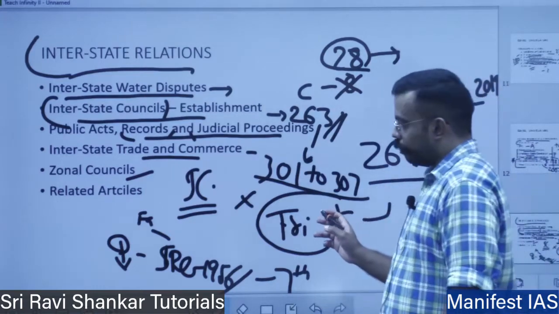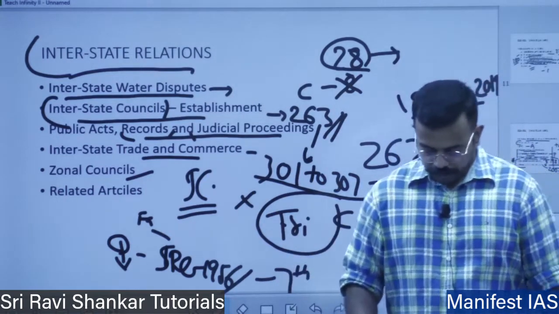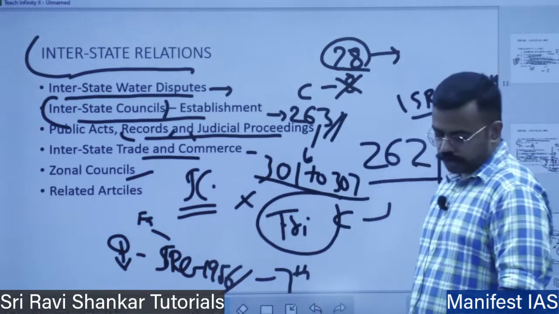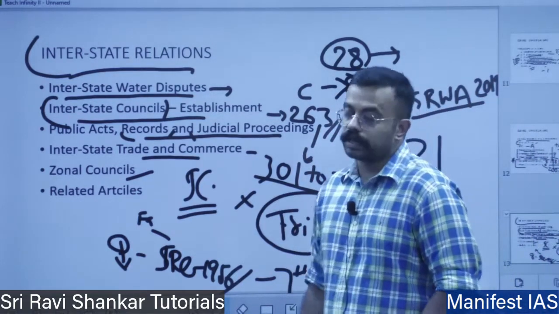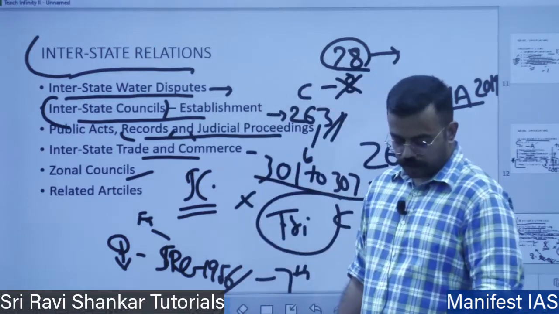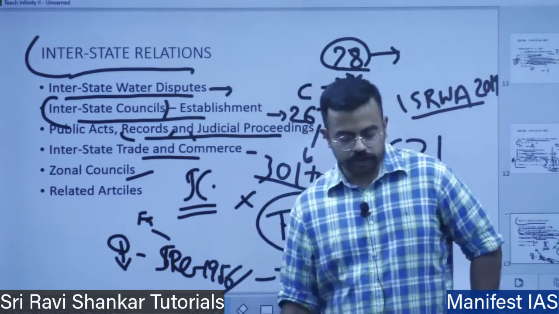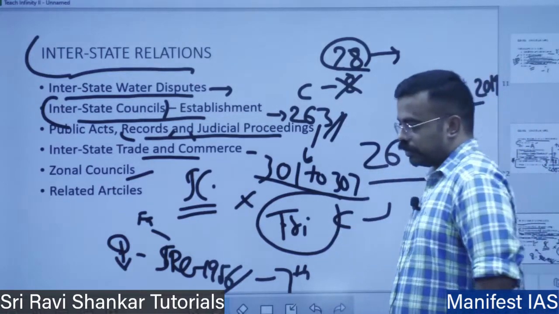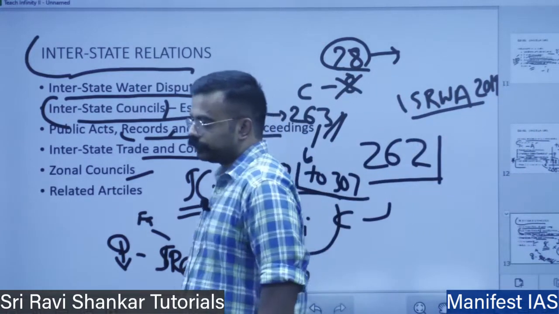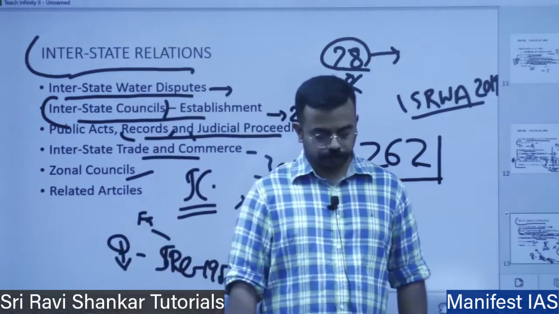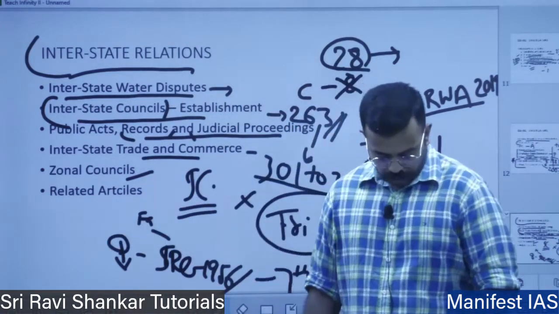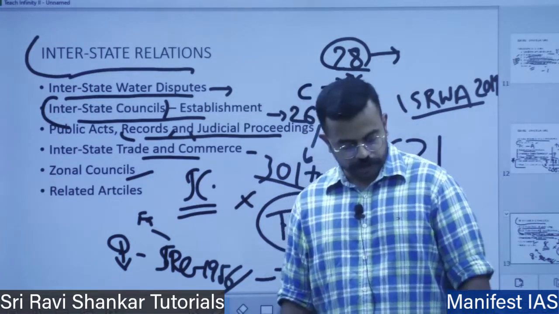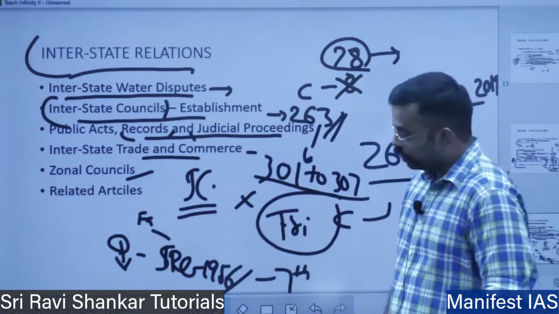How many councils do we have? We have 5 councils, 5 plus 1. We have the Northern Zonal Council headquartered in New Delhi, Central Zonal Council in Allahabad, Eastern Zonal Council in Kolkata, Western Zonal Council in Mumbai, and Southern Zonal Council in Chennai. These are the zonal councils. We also have the Northeast Zonal Council.